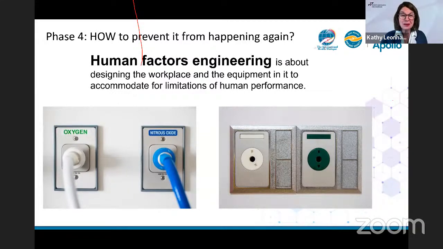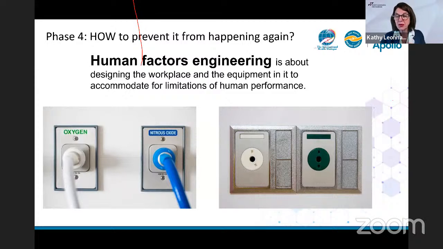So this diagram I'm showing you here, on the left side, shows the tubing for the oxygen and the nitrous oxide right next to each other, the receptacles in the wall. And unfortunately, several years back, in one operating theater, 2 patients died because they mixed those hoses up. They plugged them into the wrong receptacle.